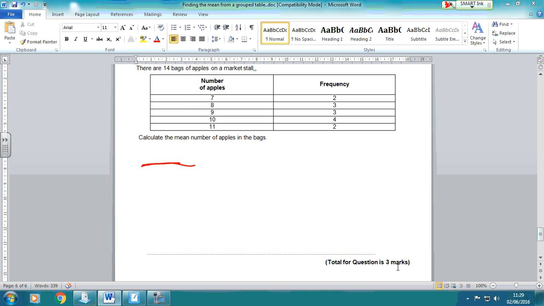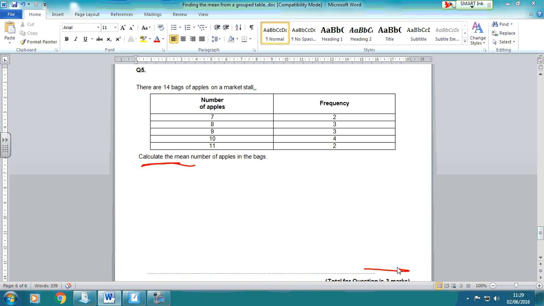It's been worth 4 marks up until this point. This one's now only worth 3 marks, but you don't estimate it. There's no midpoint. So all you do is you just ignore the first step. So we don't do the midpoint. You just multiply them together. So 7 times 2 is 14, 8 times 3 is 24, 9 times 3 is 27, 10 times 4 is 40, 11 times 2 is 22. You then add those together. So 14 plus 24 plus 27 plus 40 plus 22 is 127.